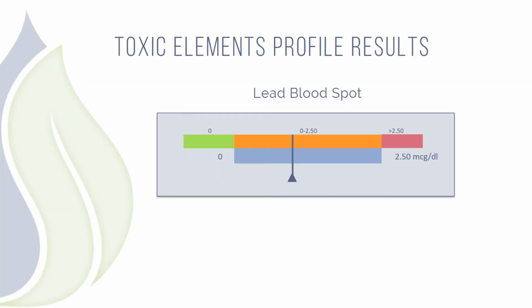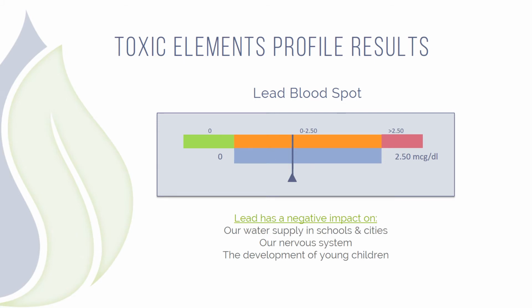Lead is one of the toxic metals we've heard a lot about in recent years. It's contaminated water supplies in schools and whole cities. Lead is damaging to the nervous system, and it's especially bad for younger children with developing brains. It can also cause anemia, nausea, and other symptoms.